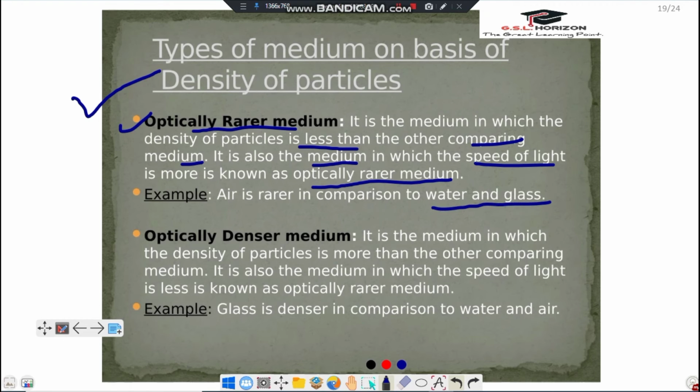Now comes to optically denser medium. It is the medium in which the density of particles is more than the other comparing medium. It is also the medium in which the speed of light is less, known as optically denser medium. Hence, as an example, glass is denser in comparison to water and air.